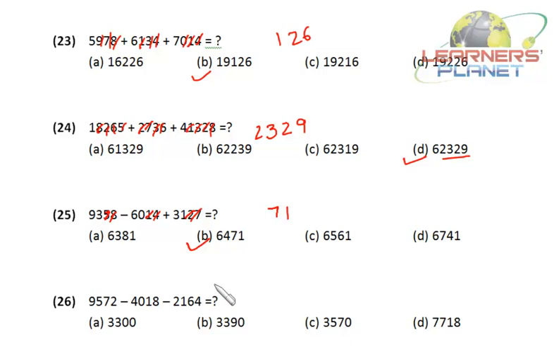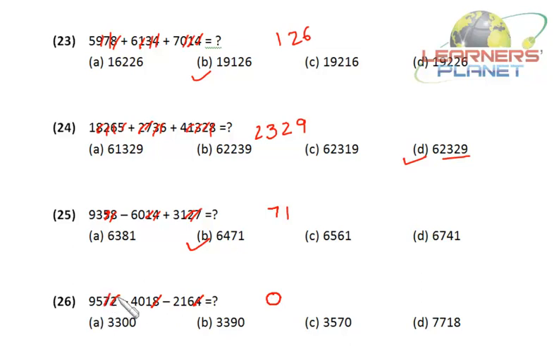Okay, friends, let's do this. 9572 minus 4018 minus 2164. Let's begin. 2 minus 8, it's minus 6, minus 6 minus 4, it is minus 10, but we cannot write minus 10 over here, so we'll be borrowing 1. Then 10 minus 10 will be 0. Then we are having a negative 1 with us.